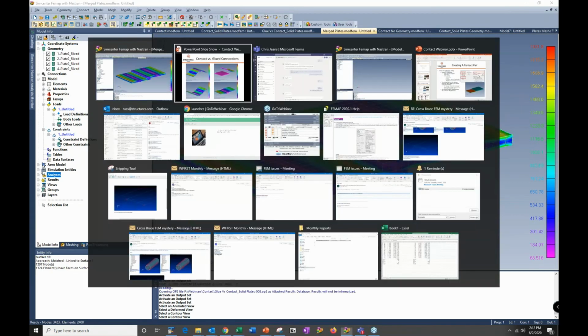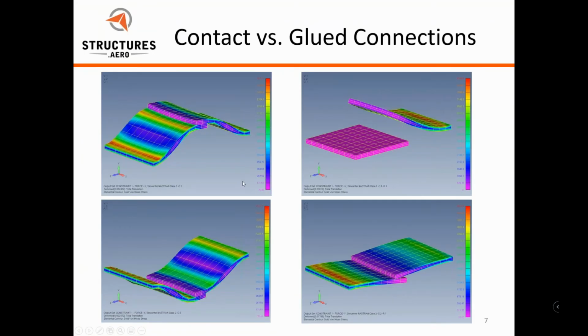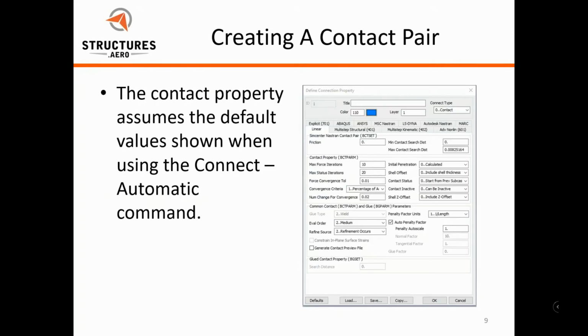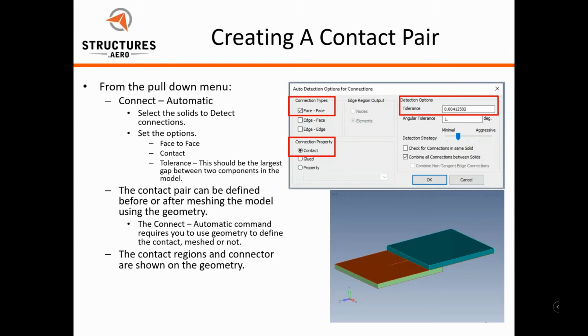So we have the results for each of our glued connection and the linear contact. Okay, let's take a look at how to create a contact. The easiest way is to just use this connect automatic command, and I'll just go out and demo that in Femap.